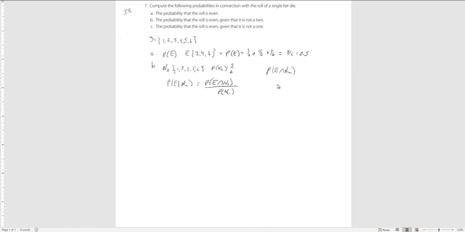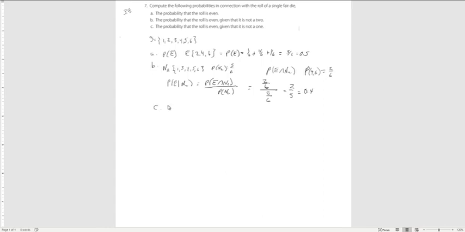So let's see, E intersecting N2. That's going to be the intersection, so this will essentially be the probability of getting a 4 or a 6, right? Those are the only things that are in common. So that's going to be 2/6. So the probability of the intersection, 2/6, divided by the probability of N2, which we just looked at, is 5/6. So this is going to be 2/5 equals 0.4.